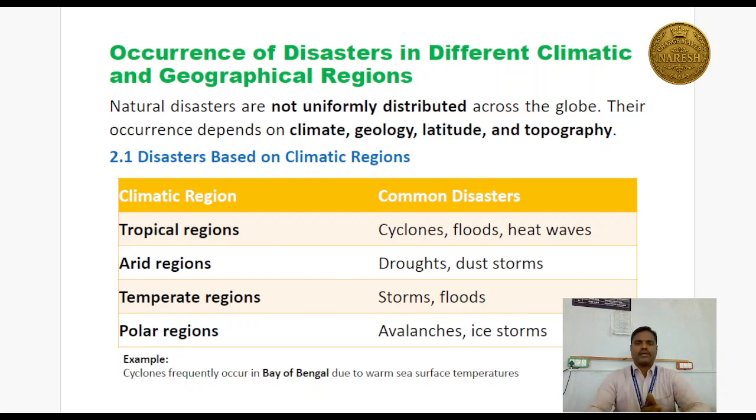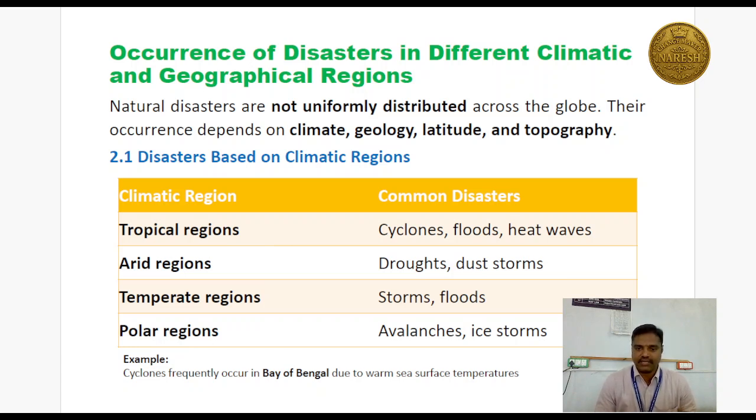When you talk about the occurrence of disasters in different climatic and geographical regions, natural disasters are not uniformly distributed across the globe. Their occurrence depends on climate, geology, latitude and topography. We'll see the disasters based on climatic reasons. In tropical regions, we find many cyclones, floods and heat waves.